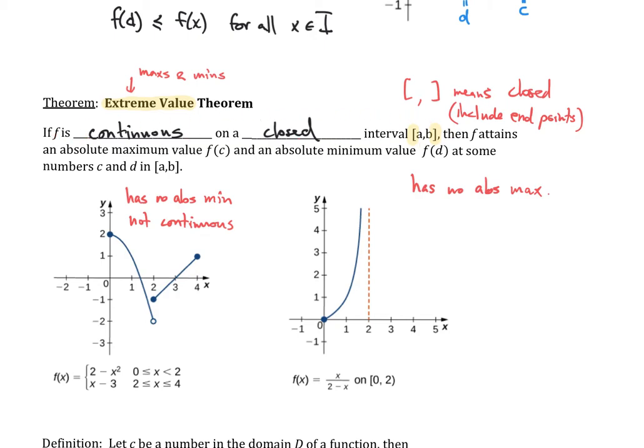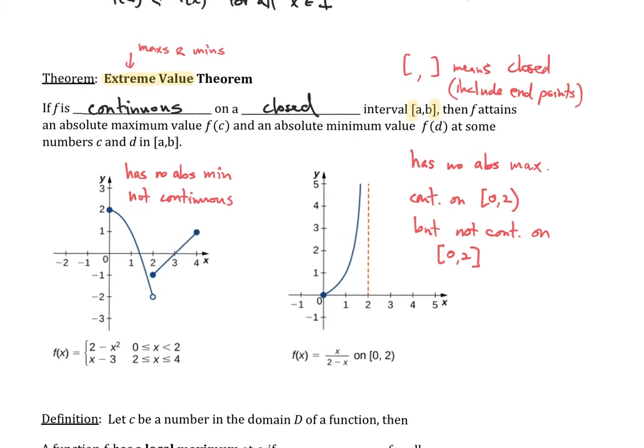In other words, this guy is continuous on the interval 0, not including 2, but it's not continuous on 0, 2, where I include the point 2. And that's because 2 clearly has a vertical asymptote there. So 2 is not even in the domain of this function. All right? So the point of this is we need continuity on a closed interval in order to guarantee an absolute maximum and an absolute minimum.